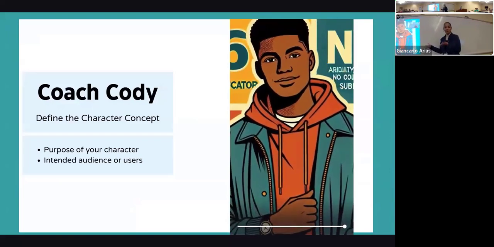So this is Coach Cody, my teaching assistant. This is what I came up with. So it all started with the thought. Then I went to ChatGPT and I was like, okay, what does Coach Cody look like? Is it going to be a male? Is it going to be a female? It went through so many different iterations.